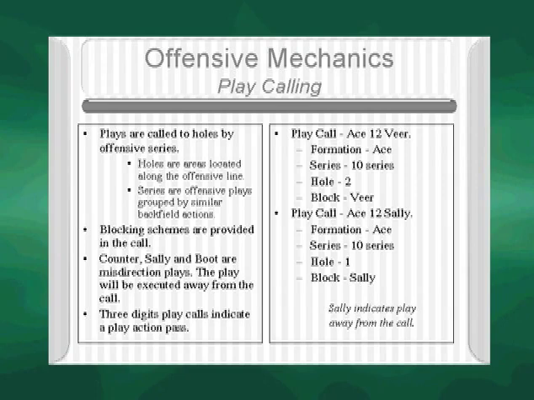Now, if a play has the word counter, Sally, or bootleg attached to it, these are misdirection plays, and they go in an action away from the play call. So in our offense, Sally is a counter, and when we want to talk about running counter off the 12 veer action, we call the play ace 12 Sally, faking the 12 and coming back and Sallying away or countering away from the play.